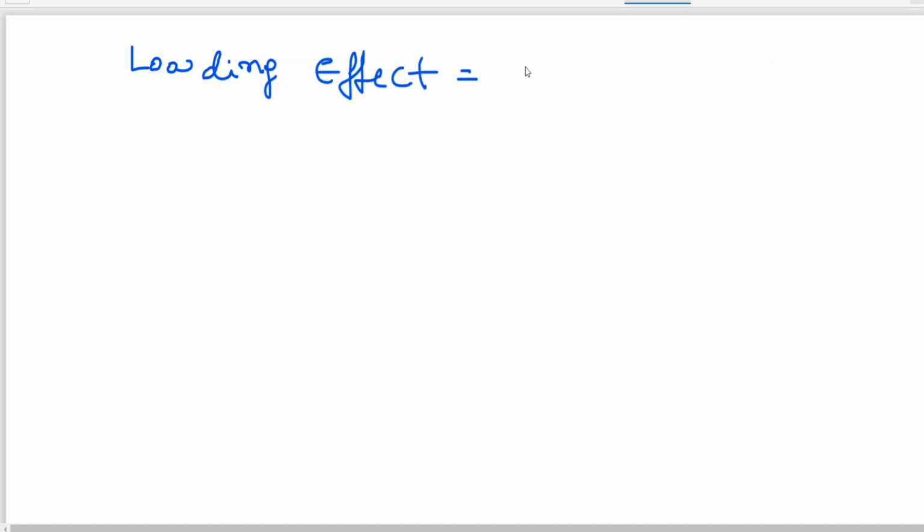Loading effect is invoice price, IP means invoice price, minus cost price is loading effect. I'll give you a simple example to explain this. Why one should remove the loading effect.